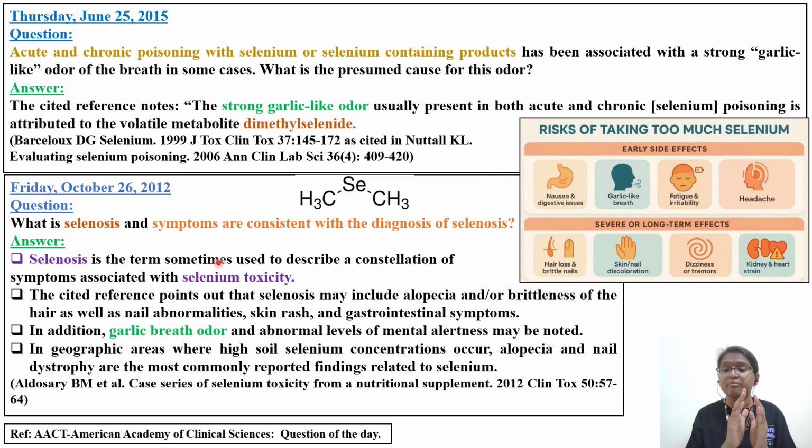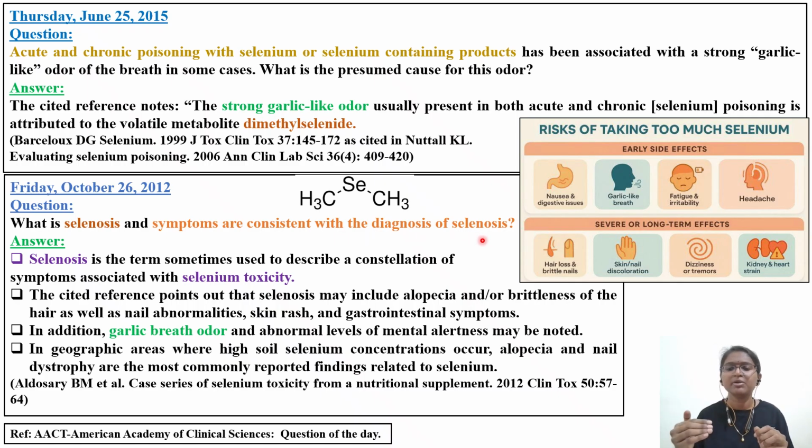So like that, metal and its associated diseases will be there. Similarly, with respect to selenium, whenever there is a toxicity with respect to selenium, that particular disease is called selenosis. So we'll read one concept with respect to selenosis also. What is selenosis? And symptoms are consistent with the diagnosis of selenosis.